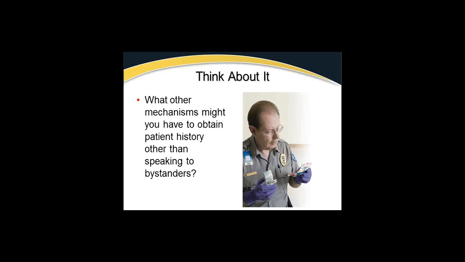So what other mechanisms might you have to obtain a patient history other than speaking to bystanders? Again, like I mentioned, Medic Alert, there's different options out there now. They're smart options. Vial of Life. The Vial of Life is often something placed in or around the fridge that has a list of the patient's medical issues, as well as their medications, allergies, so on and so forth. Sometimes people will carry these in their purse or their wallet. I think more and more we're starting to see people with smartphones that may have this information in there as well. So we have alternatives.